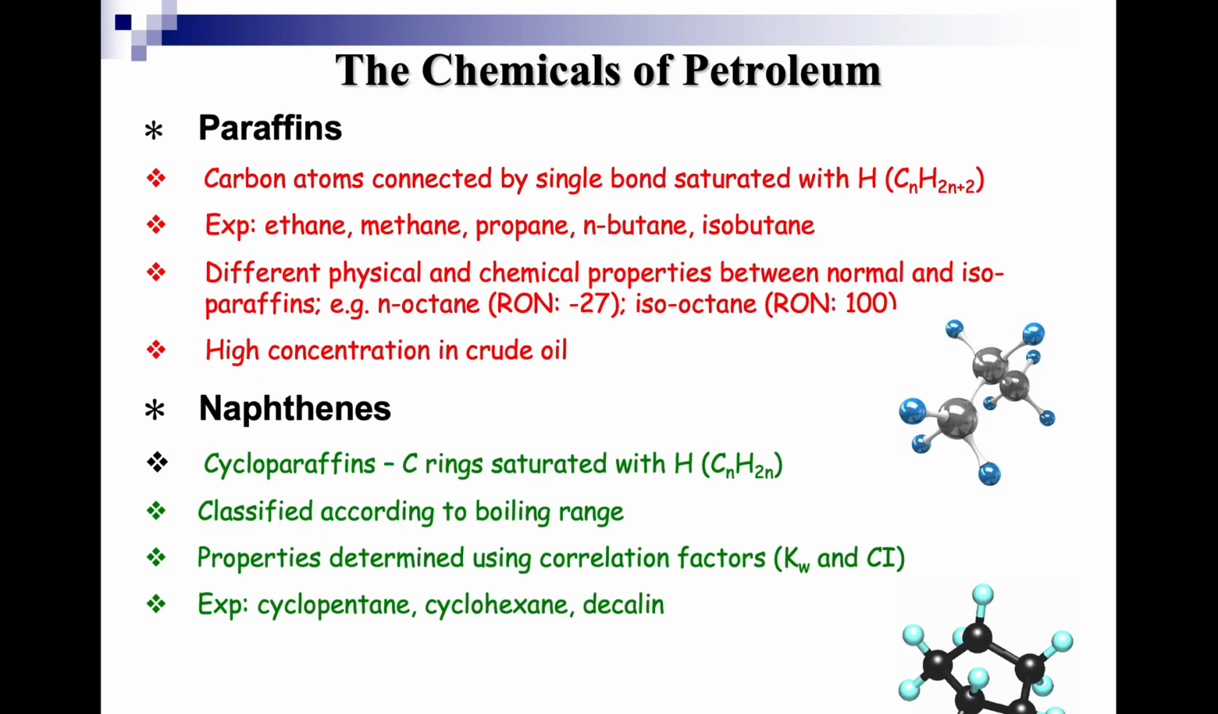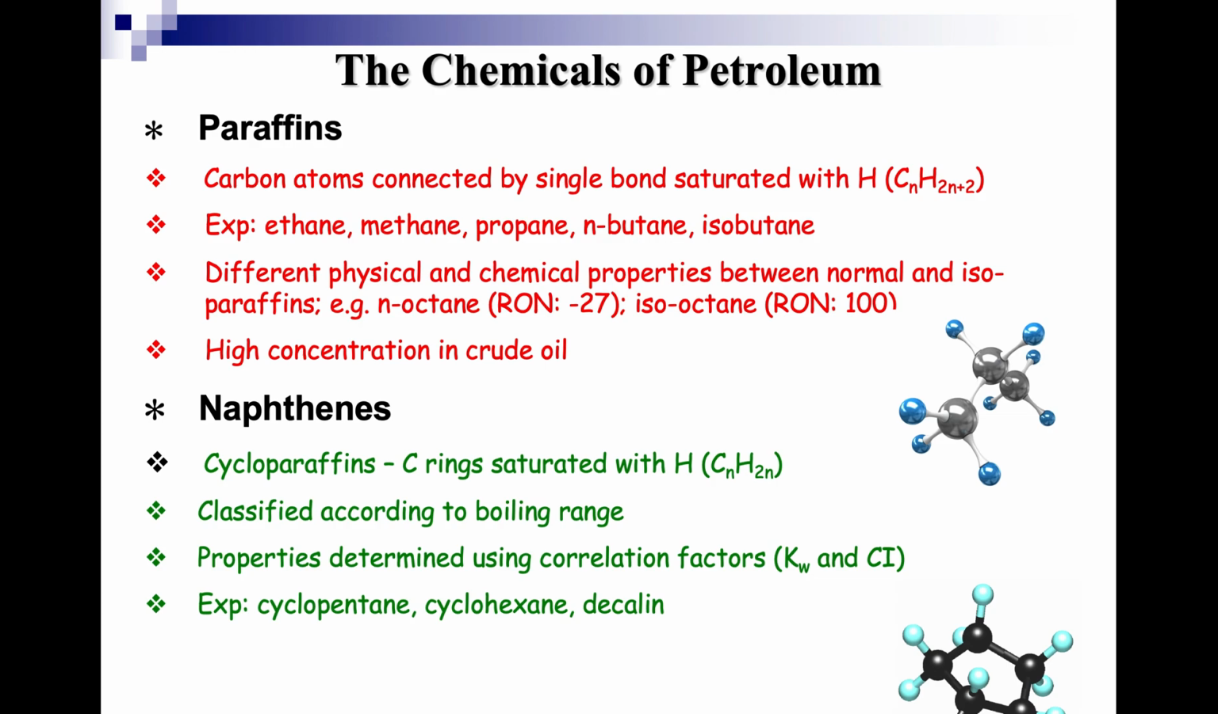Okay, the chemicals of the petroleum. The first one is the paraffins. Paraffins are carbon atoms connected by single bonds, saturated with H, with the chemical formula of CnH2n+2. Examples are methane, ethane, propane, butane and isobutane. It has different physical and chemical properties between normal and isoparaffins. The example is n-octane, which is around 27, and isooctane around 100. And paraffin has a high concentration in the crude oil.